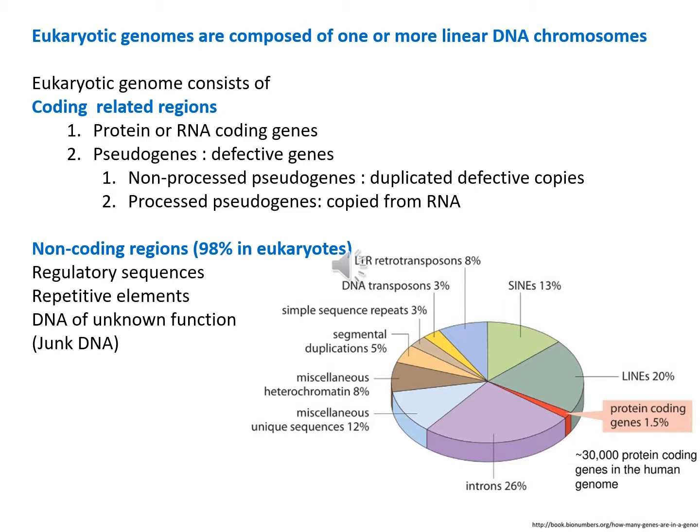What do these non-coding regions consist of? One important element is regulatory elements. Regulatory elements means DNA sequences that regulate, control gene expression. A very large fraction of the non-coding DNA is repetitive elements. We'll look at what they are. But then there are other DNA sequences in which the function is not known.